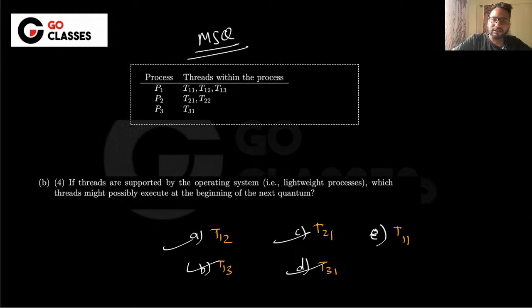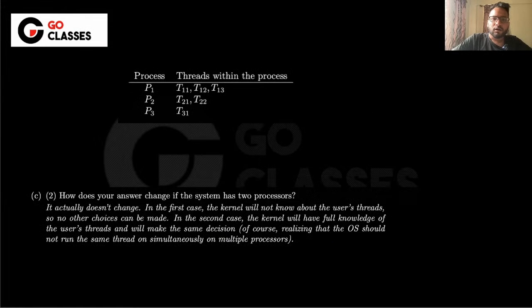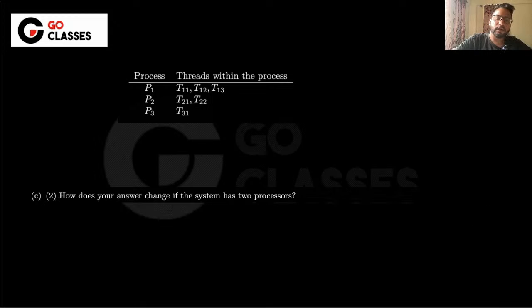Now let's continue with one more part of this question. What they are saying next is this: let's consider the same scenario, but instead of one CPU you have two CPUs. How does the answer change if there are two processes? That's what they are asking.